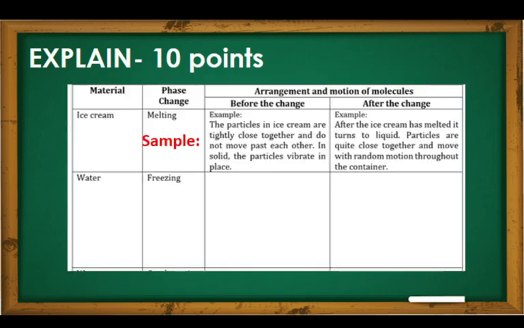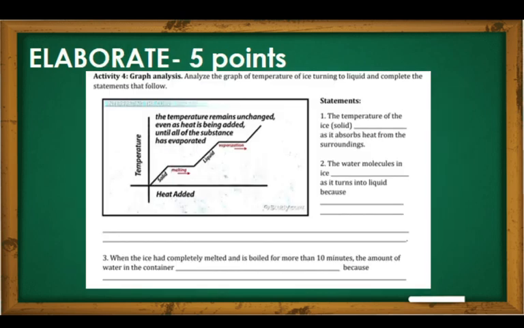To give you an example, for the first material, ice cream, during melting, before the change, the particles in ice cream are tightly close together and do not move past each other. In solid, the particles vibrate in place. After the change, after the ice cream has melted, it turns to liquid. Particles are quite close together and move with random motion throughout the container.